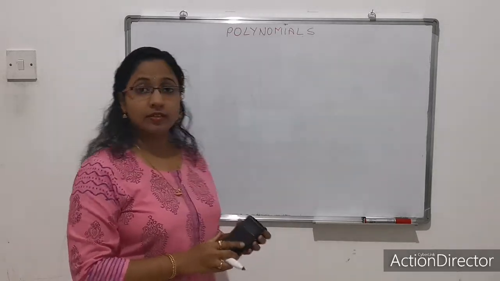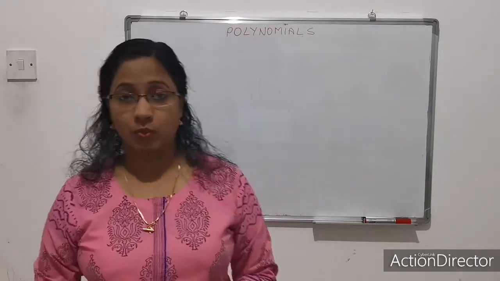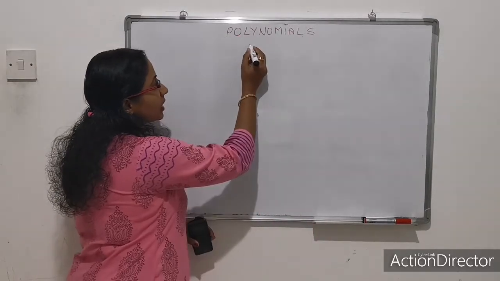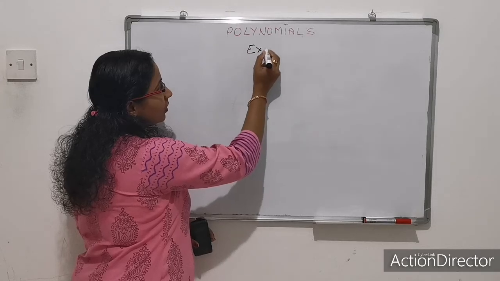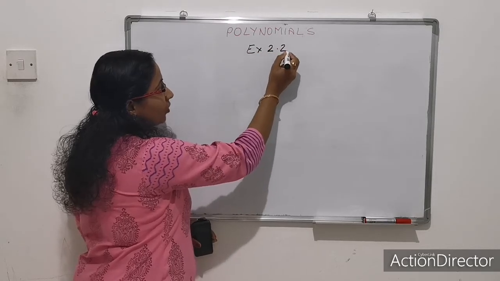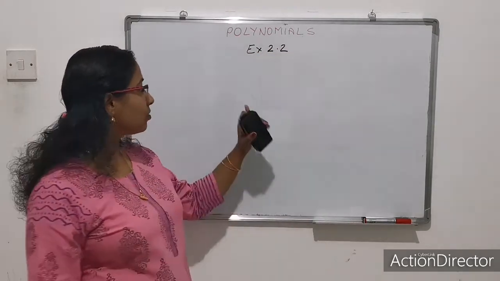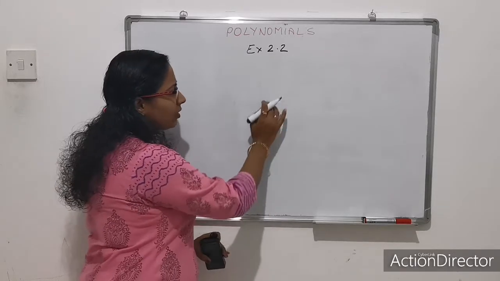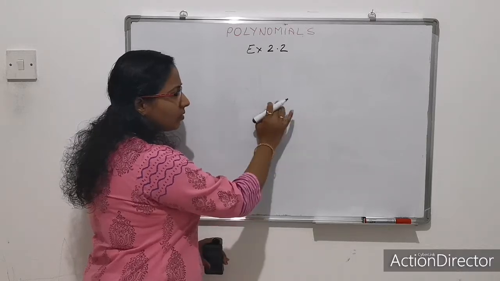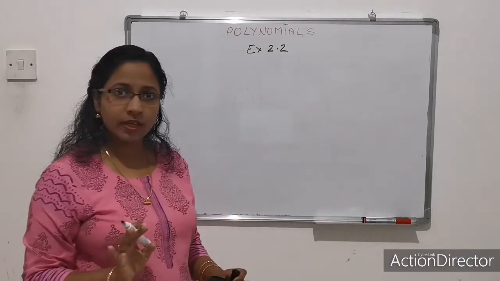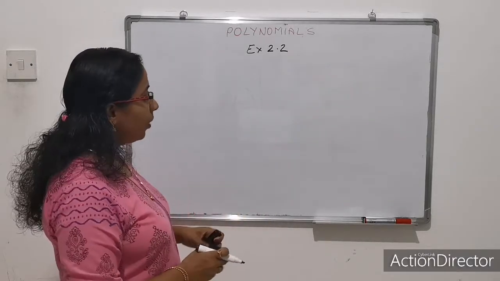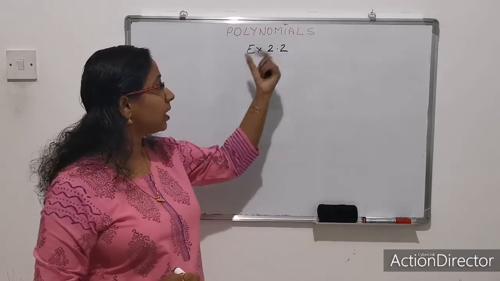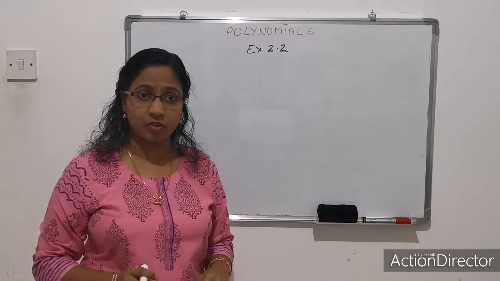Now the next thing, exercise 2.2, that we'll just do. 2.1 is all about finding the zeros. Then you can easily find wherever it is cutting. If it cuts 3 times, then the zeros are 3. Okay, that's it. Now in this chapter, polynomials, you have quadratic equations.